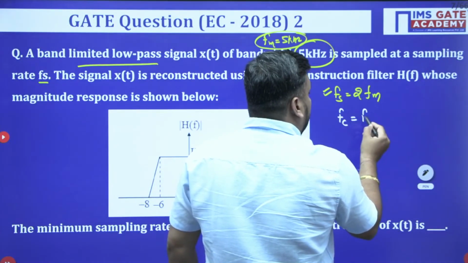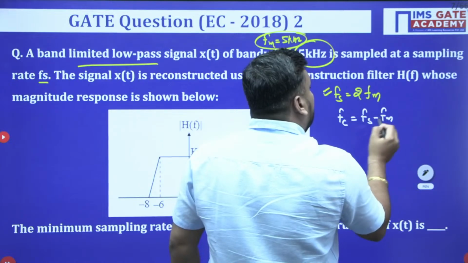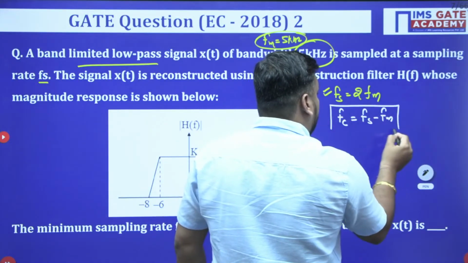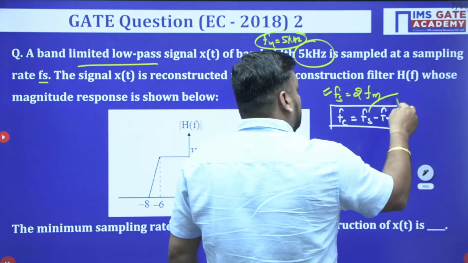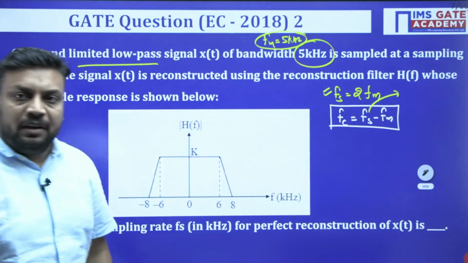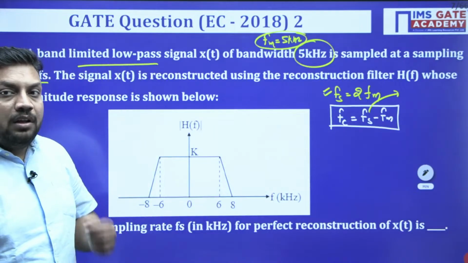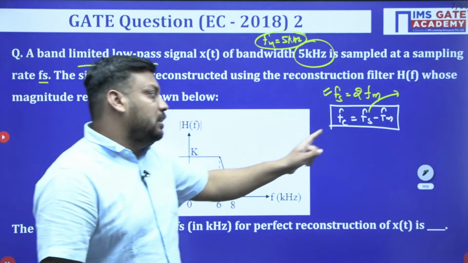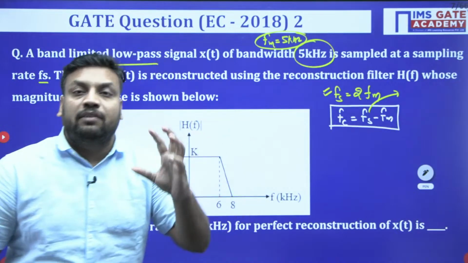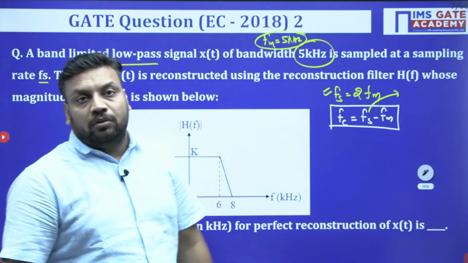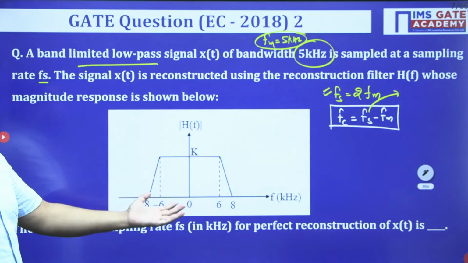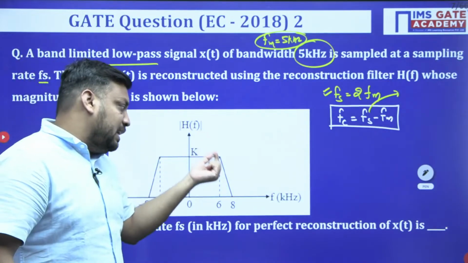FC is nothing but Fs minus Fm. If the cutoff frequency of the low pass filter is given, then we should also check this formula to find the minimum sampling frequency. Here in this case, the cutoff frequency is not actually 6. If you take the cutoff frequency 6, then 6 plus 5 gives 11 kilohertz, and again you will be wrong.